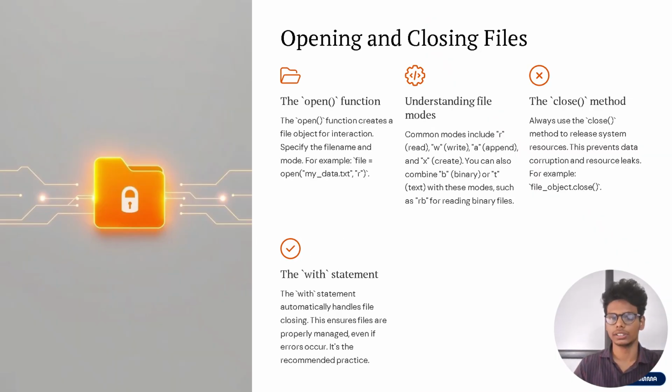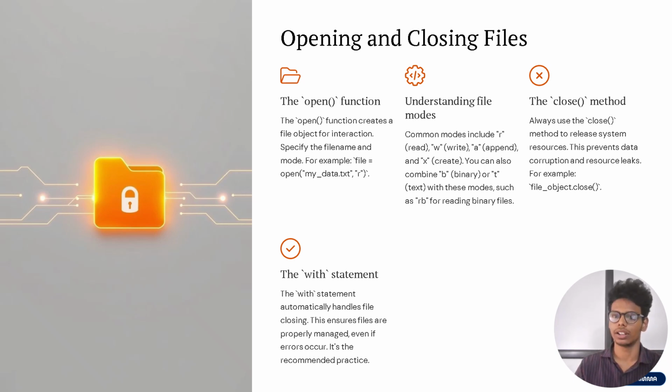Opening and closing functions. The open function creates a file object for interaction. It specifies the file name and mode. For example, file equals open("mydata.txt", "r") in read mode. Understanding file modes. Common modes include r (read), w (write), a (append), and x (create). You can also combine b (binary) or t (text) with these modes, such as rb for reading binary files.